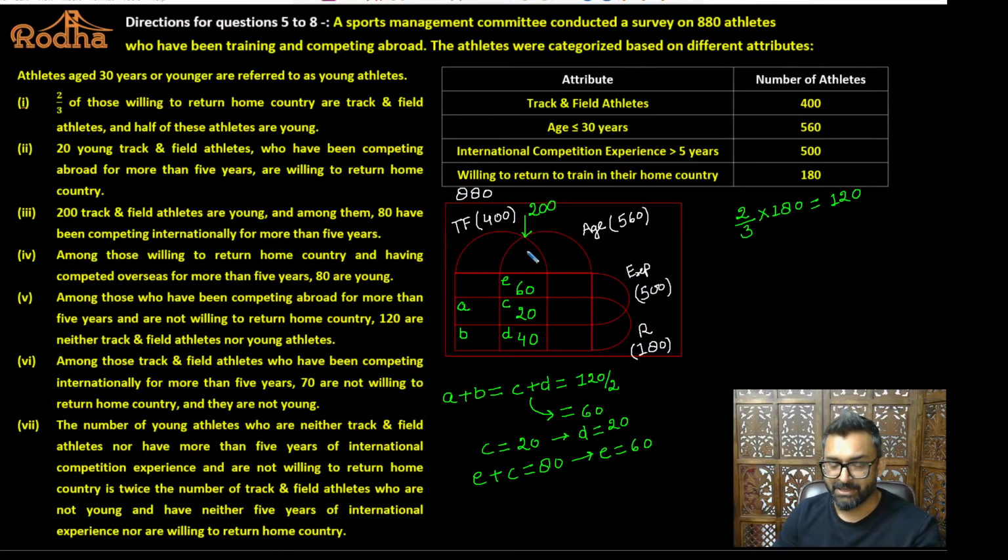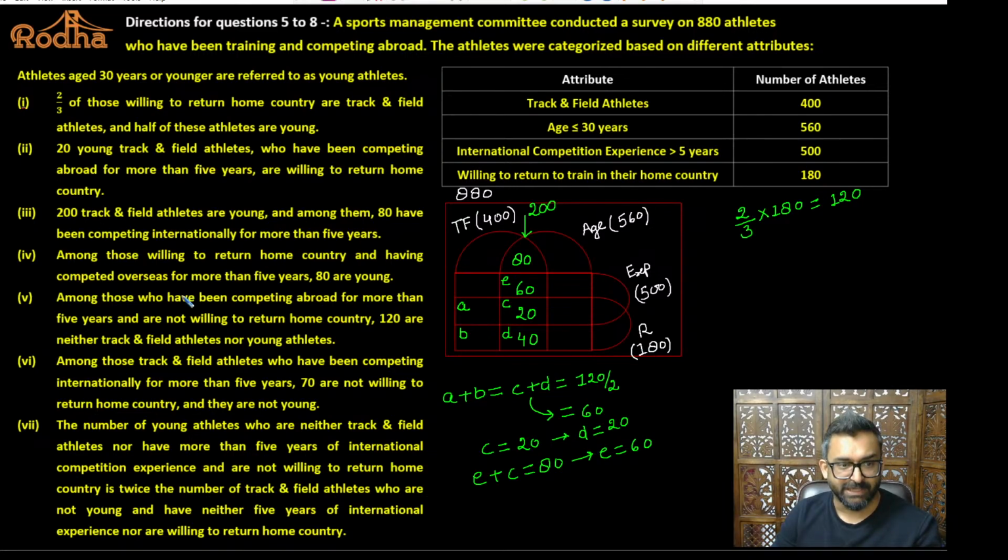Now this entire number is 200. This plus this plus this plus this is 200. What is the value here? I can put 60 plus 40 is 100, plus 20 is 120. I can write 80 here. Yes? Shrey, this is 80? Fine. So we have done 3 statements.